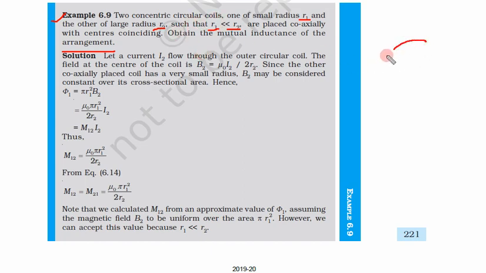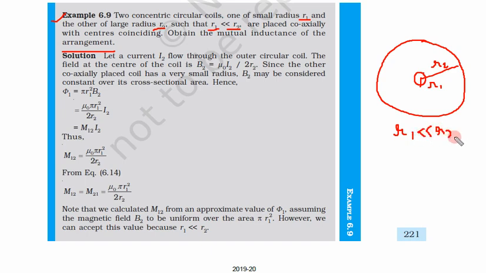So we have two circular coils, both concentric, that means their centers are coinciding. Let us say this is the small coil, with the smaller radius r1, and this is the bigger one with radius r2. As we can see from this figure, r1 is very much less than r2. So this is the condition. Now we have to solve.